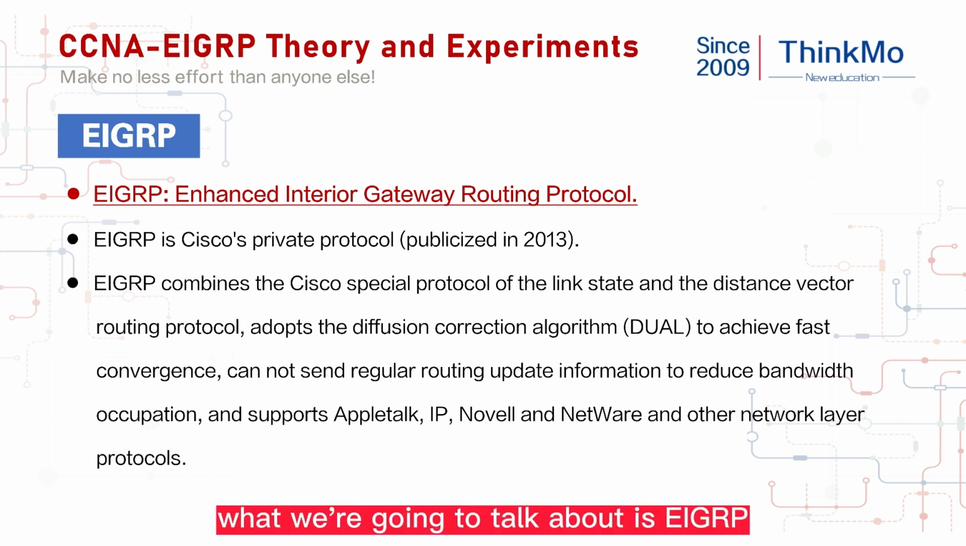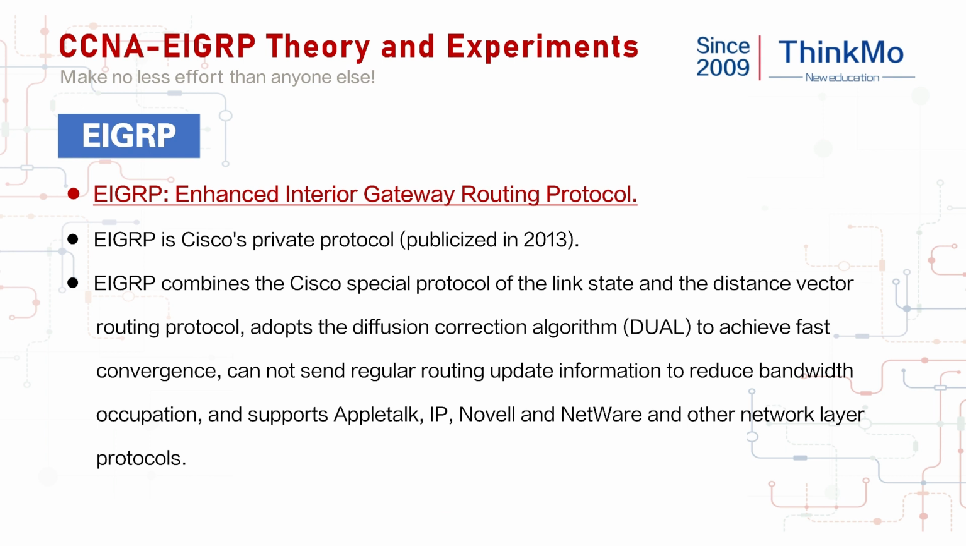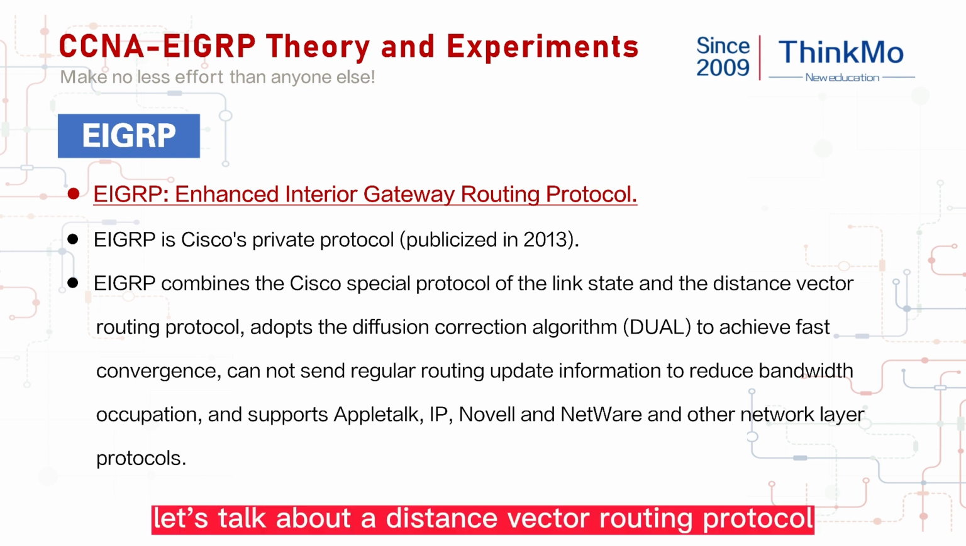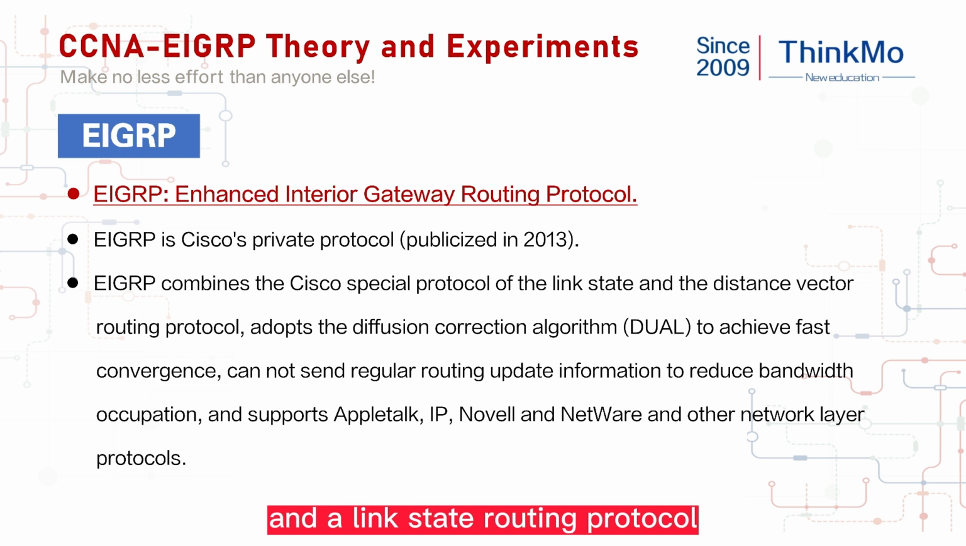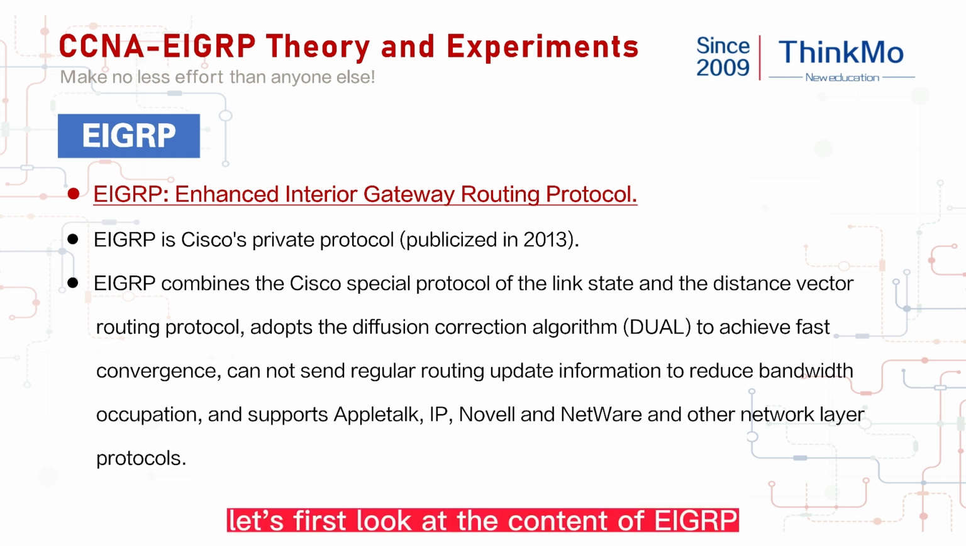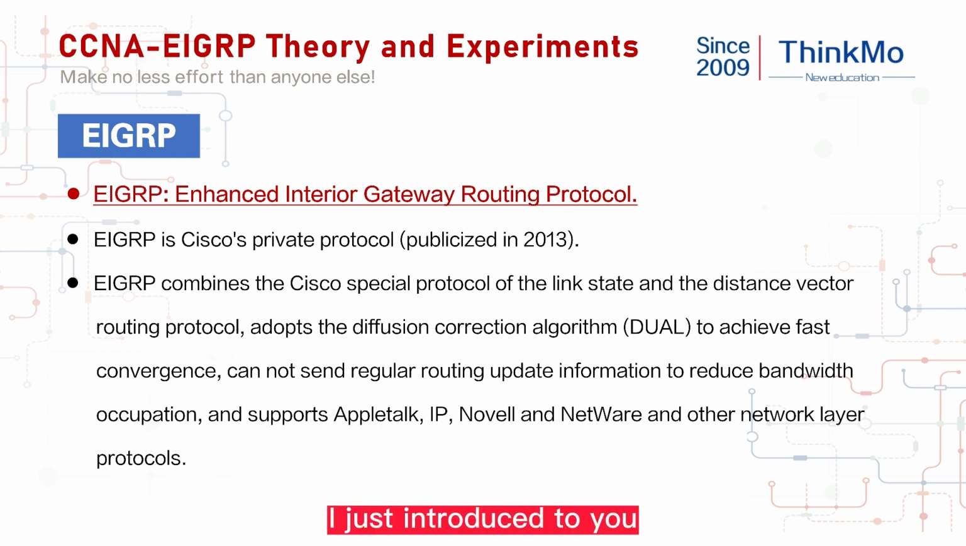Next, what we're going to talk about is EIGRP. That is the first dynamic routing protocol we touched throughout the NA phase. Same, let's talk about a distance vector routing protocol and a link state routing protocol. Let's first look at the content of EIGRP that I just introduced to you. It is also an IGP protocol, Interior Gateway Routing Protocol, also used inside an AS.